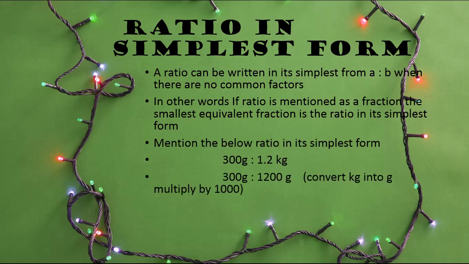We convert kilograms into grams by multiplying by 1000. And finally, if we cut down 2 zeros, we will get 3 ratio 12. And if we divide 3 ratio 12 by the number 3, we get 1 ratio 4, which is the ratio in the simplest form.